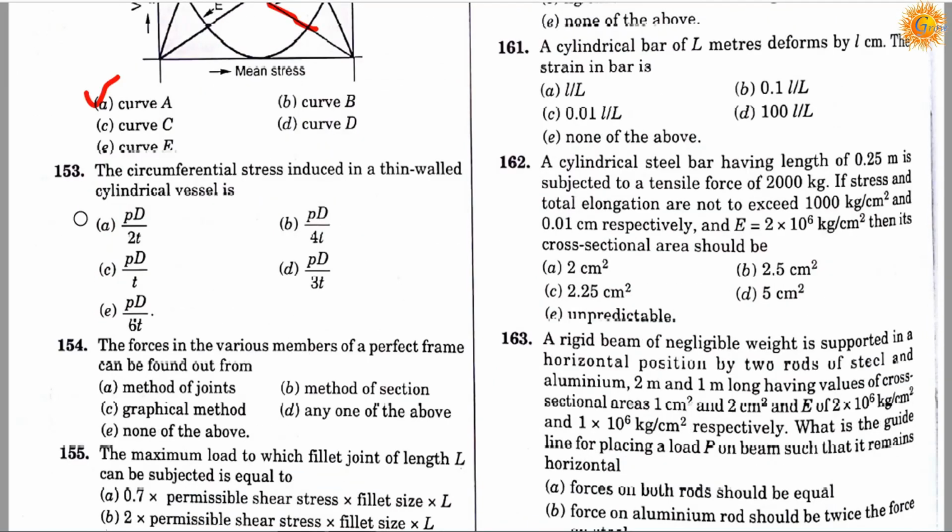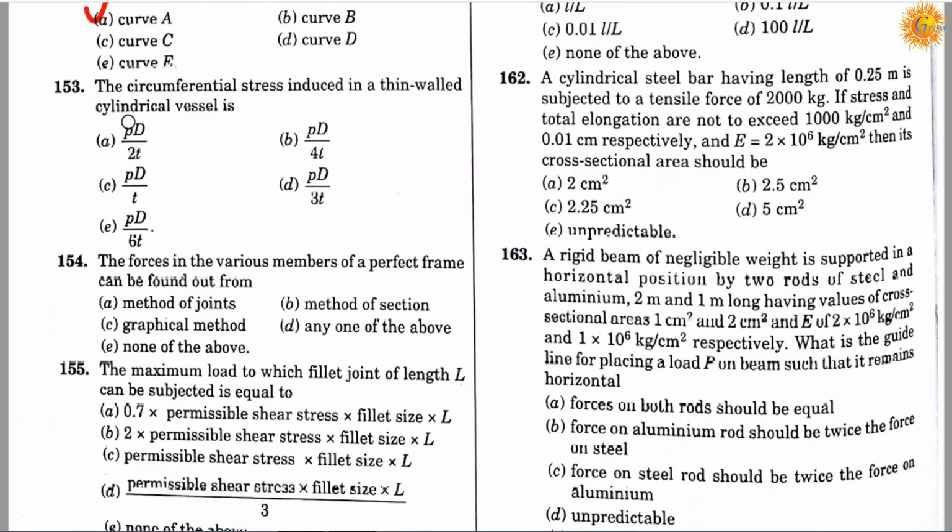Question number 153. The circumferential stress induced in a thin-walled cylindrical vessel is: option A, PD upon 2T; option B, PD upon 4T; option C, PD upon T; option D, PD upon 3T; option E, PD upon 6T. So correct answer is A, it will be PD upon 2T.